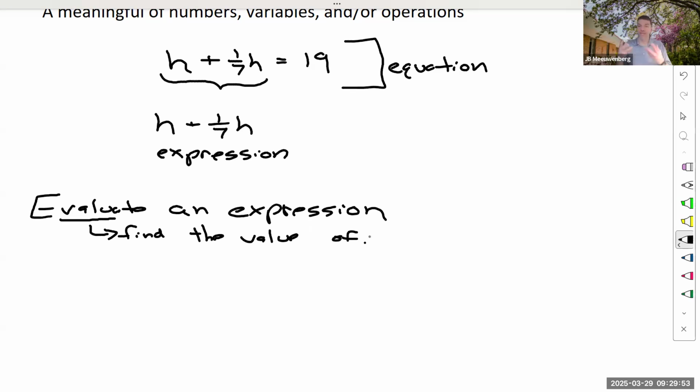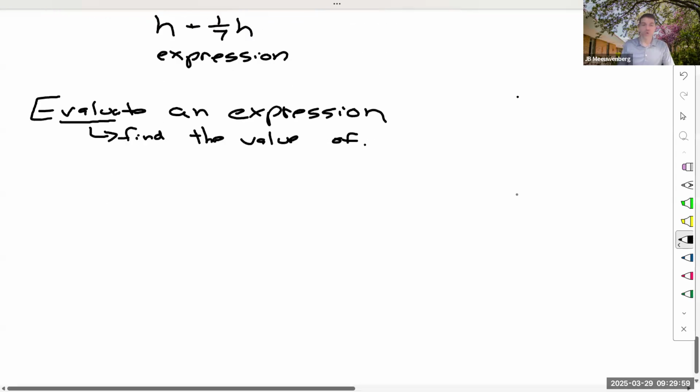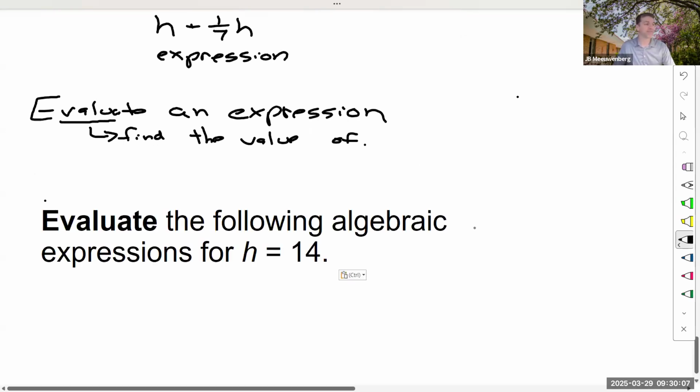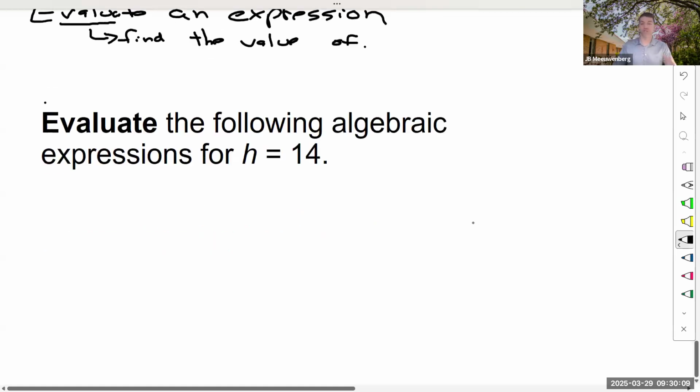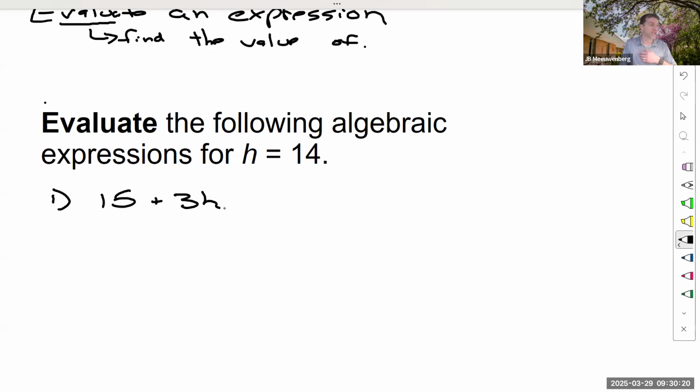And when you do that, you will come up with a final numerical answer. And so we might do this. Let's do it like this. So I'm going to instruct you to evaluate the following algebraic expressions for h equals 14. And here is our first algebraic expression, 15 plus 3h.